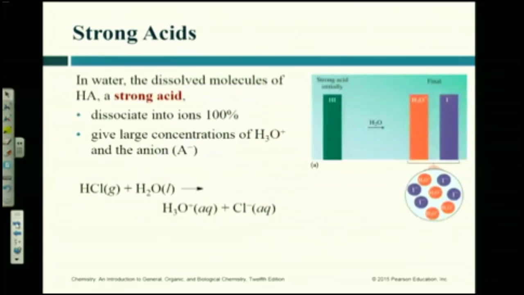So here's a strong acid. This is hydrogen chloride, also known as hydrochloric acid. We start off with a lot of it, and we add it to water, and what happens? 100% of it dissociates, and we get hydronium ions and chloride ions. Water acts as a base, and all of the HCl goes to form hydronium ions and chloride ions.